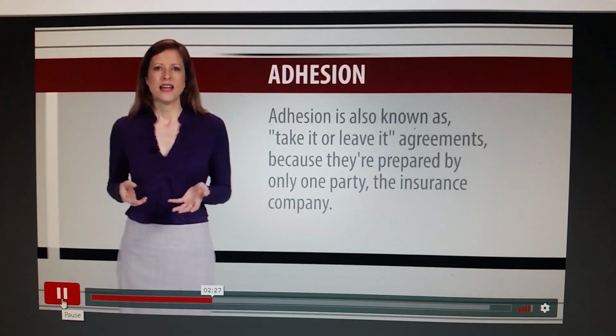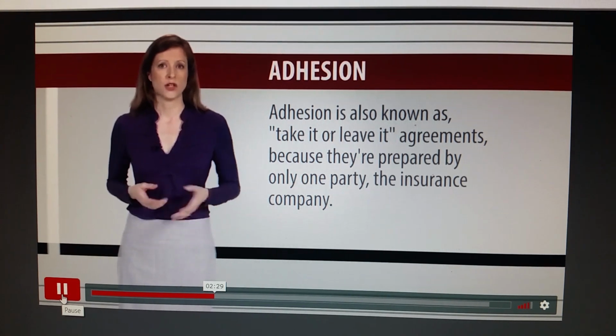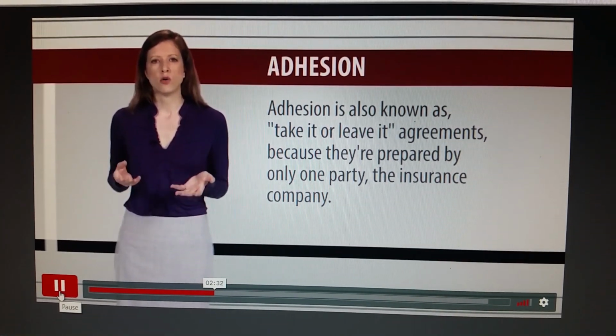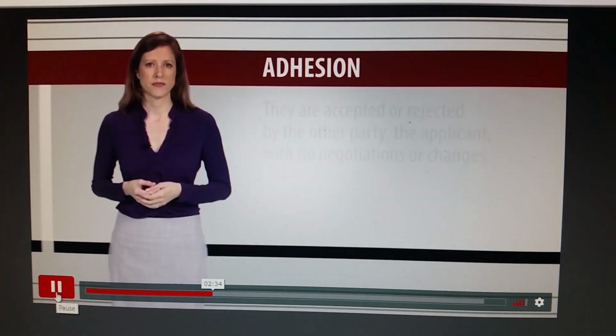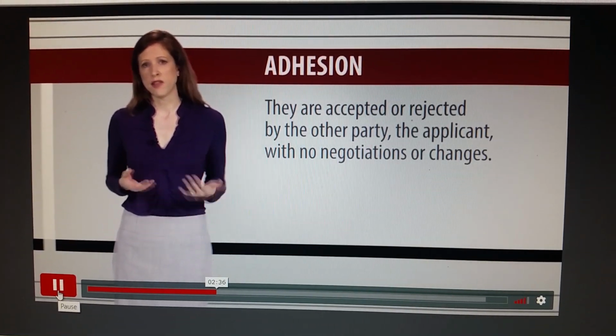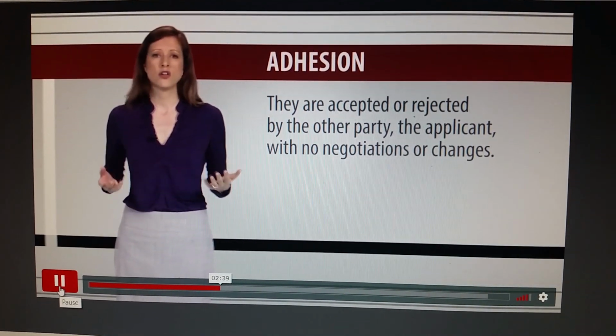Adhesion. Adhesion is also known as take it or leave it agreements because they're prepared by only one party, the insurance company. They are accepted or rejected by the other party, the applicant, with no negotiations or changes.